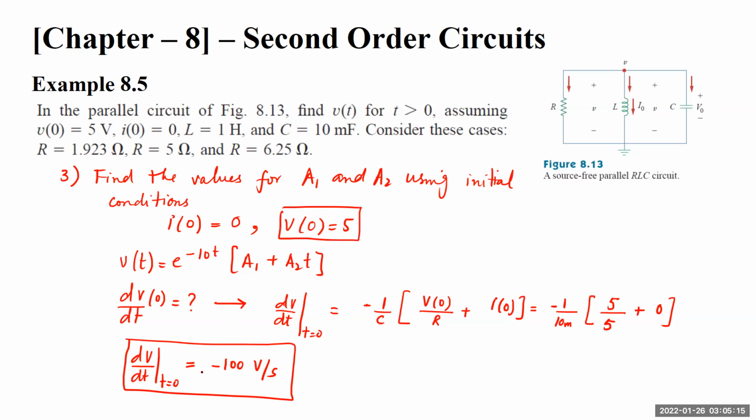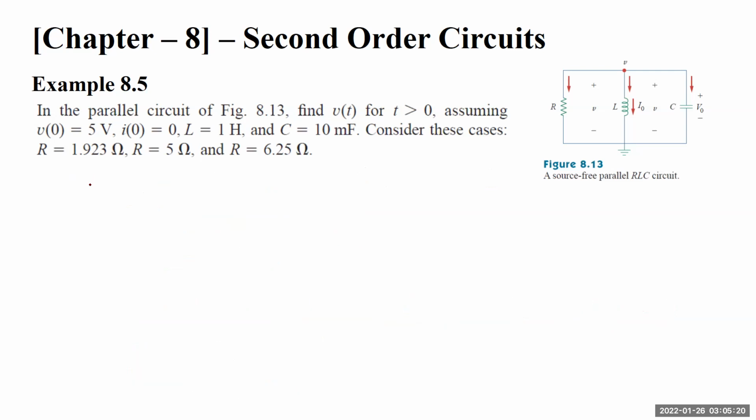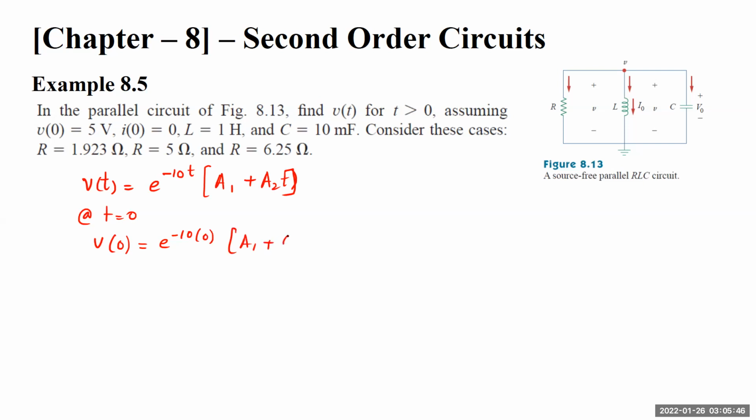So we have this equation. Now we are using these two to solve our case. First part, v of t, again from my equation, it is e raised to power minus αt times (a1 plus a2 t). So at t equals 0, v of 0 is e raised to power minus 10 times 0 times a1, plus a2 term which goes to 0 because it multiplies by 0. So a1 becomes equal to v of 0, which is 5, so a1 is equal to 5.